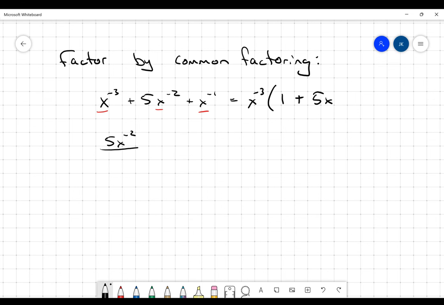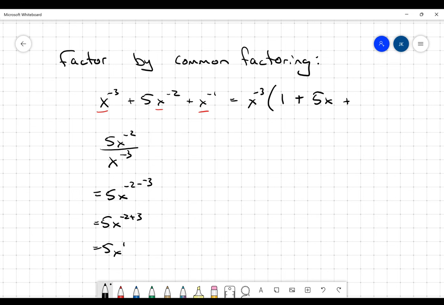So 5x to the negative 2 divided by x to the negative 3. Remember that when I divide here, I am subtracting exponents. So it becomes x to the negative 2 minus negative 3. It's that minus negative 3 that becomes the problem here. That is 5x to the negative 2 plus 3, which is simply 5x to the 1.